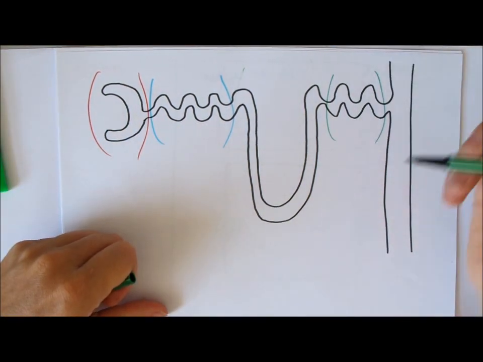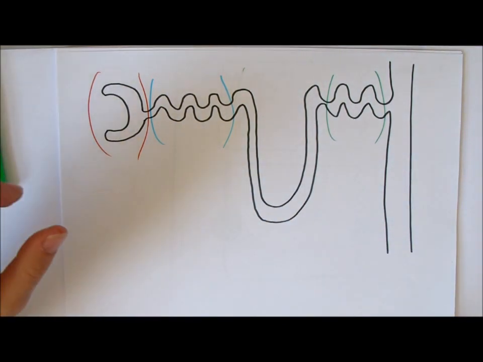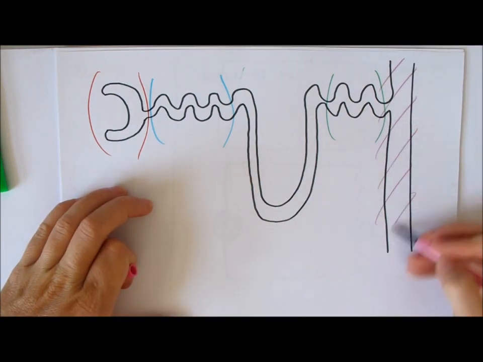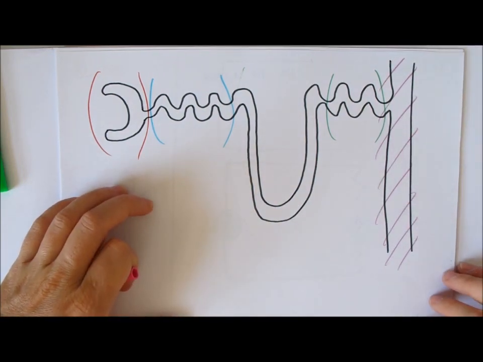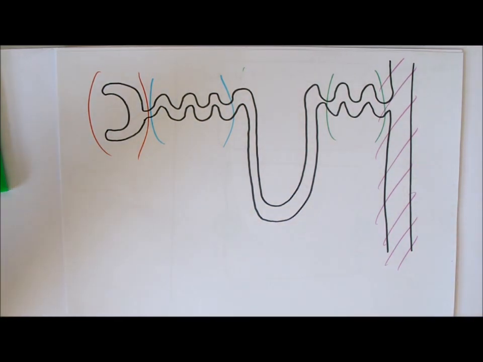And this is the distal convoluted tubule, where the final little bits of absorption take place. And then this area here is the collecting duct, where the final last regulation of water takes place.